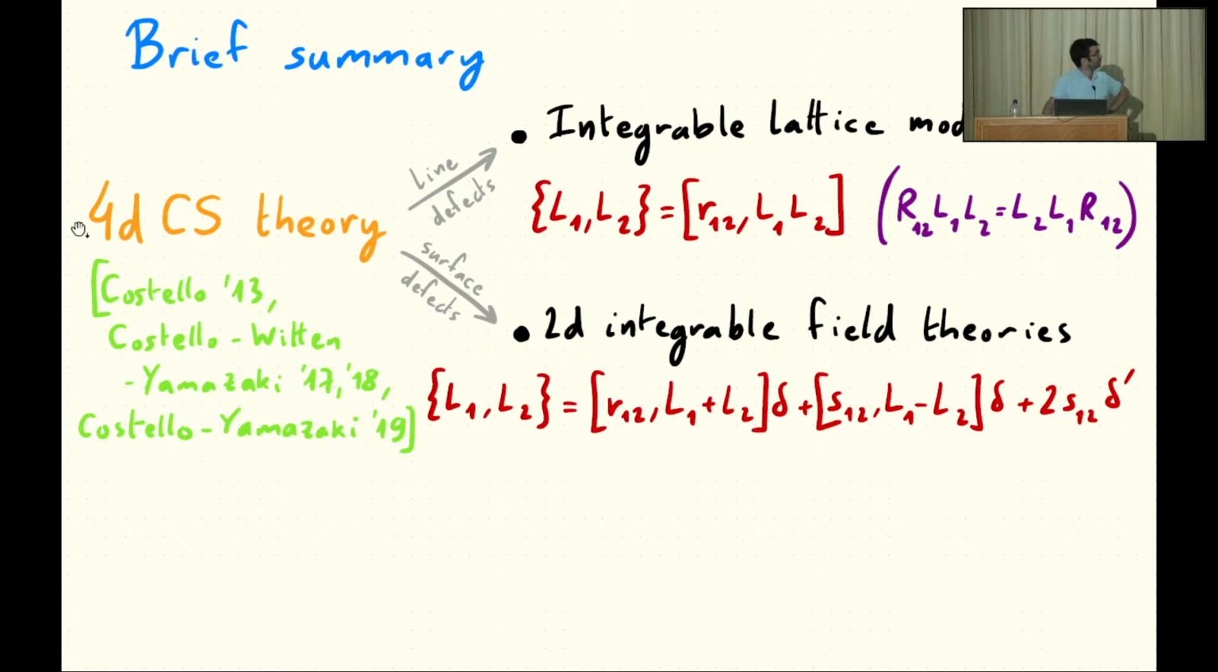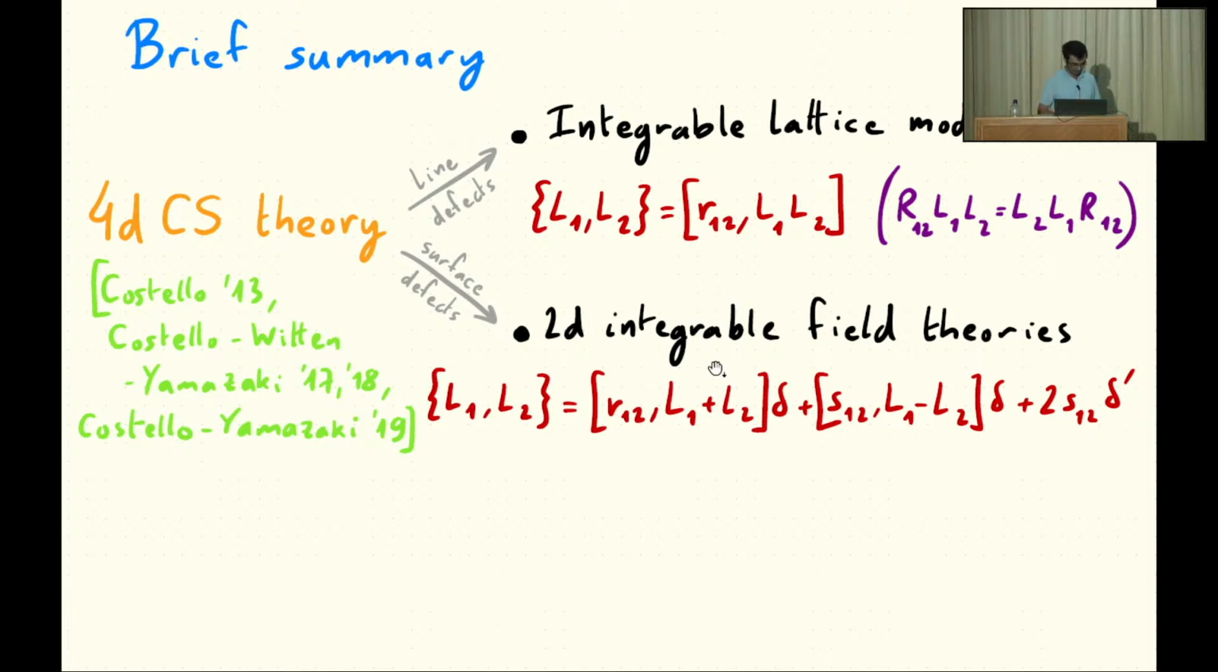Another thing you can do from 4D Chern-Simons is introduce surface defects to describe instead two-dimensional integrable field theories, where the integrable structure in this case is underpinned by this linear Poisson bracket for the Lax matrix, but with these delta functions because we're dealing with a field theory.